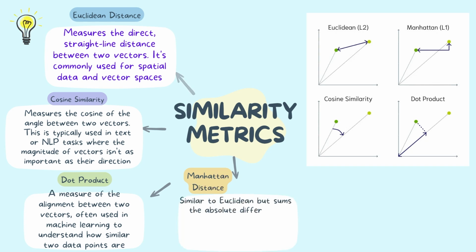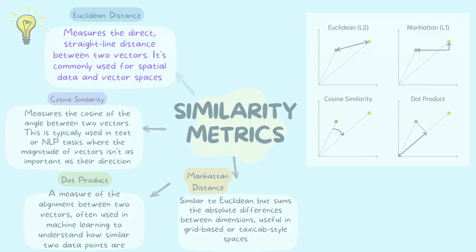It sums up the absolute difference between dimensions, useful in grid-based or tabular style space. Manhattan distance we can use in this section.